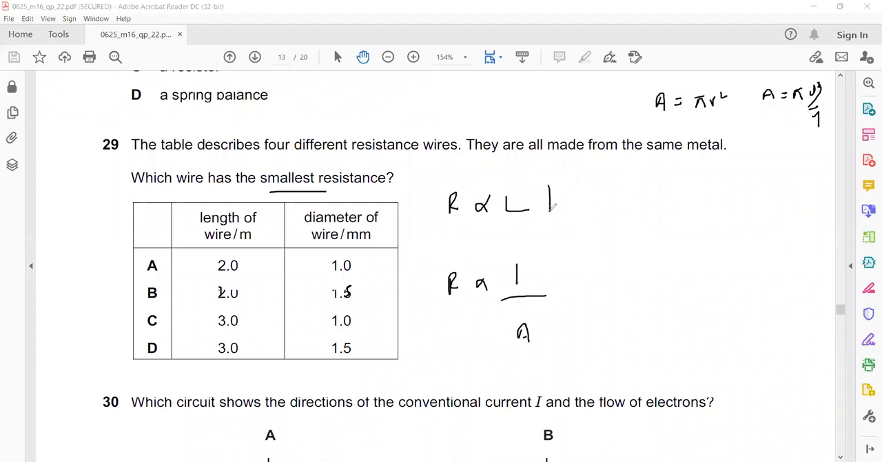So length should be shorter and area should be greater, because large area means small resistance. The one which has a shorter length will have low resistance, and thicker wires will have low resistance. That's why large diameter or area and smaller length. So B is the right answer.